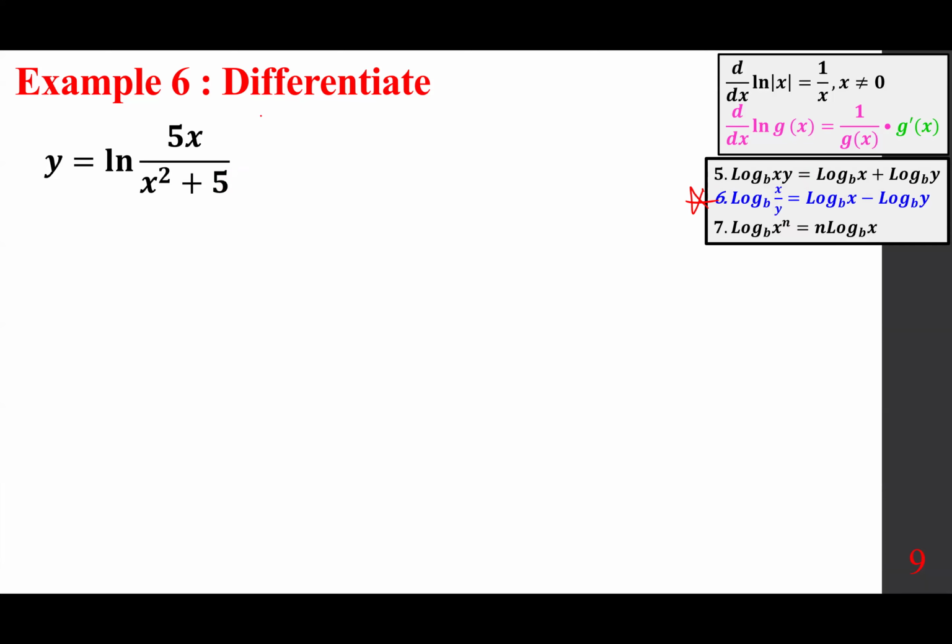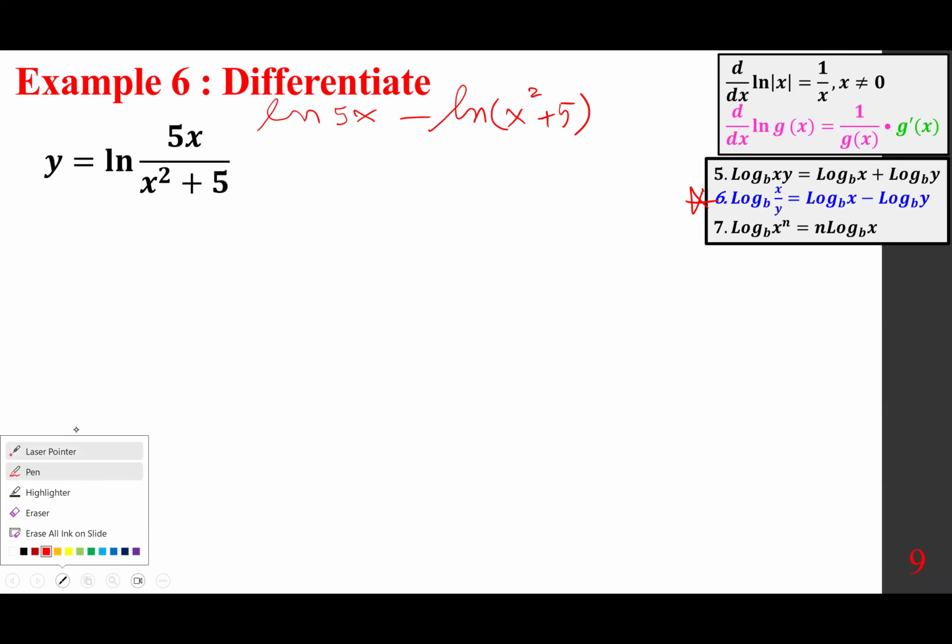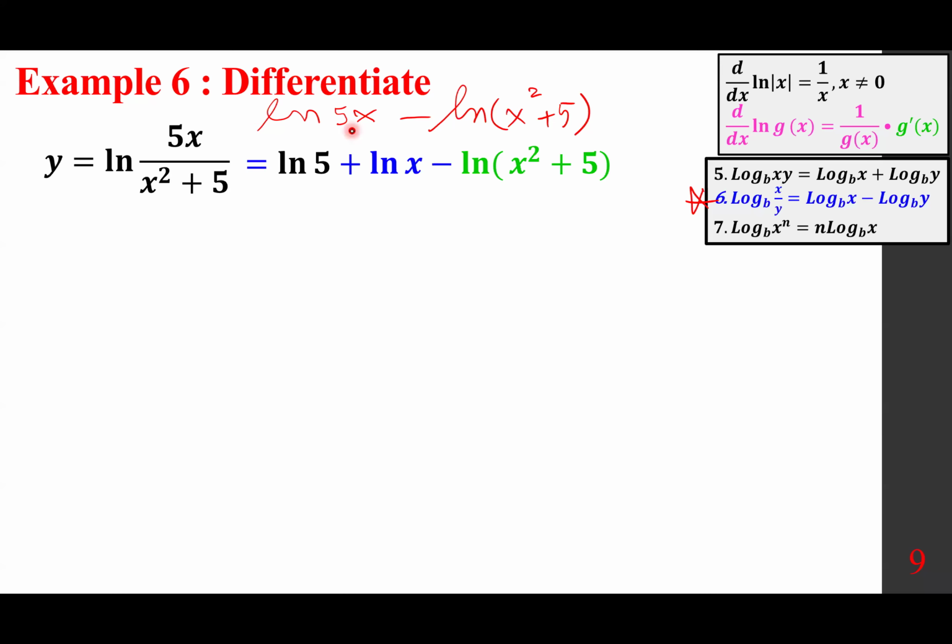So the quotient rule says this is ln of 5x minus ln of x squared plus 5. And then I'm going to use the product rule and say log xy is log x plus log y. They have the same base. So ln of 5x is ln of 5 plus ln of x. It's completely decomposed, and I'm going to differentiate it now.